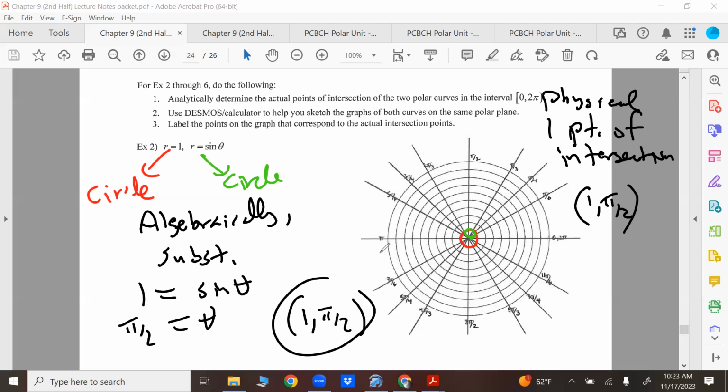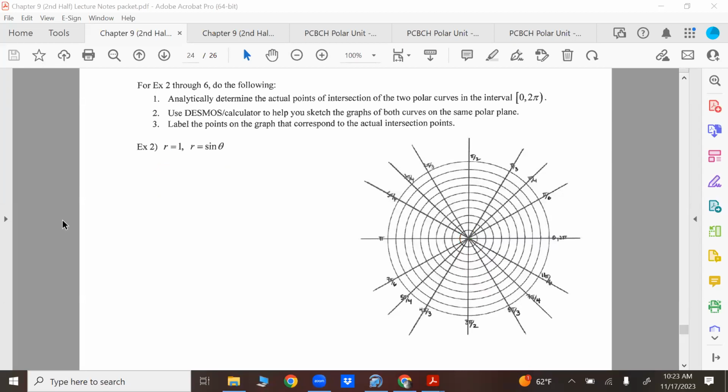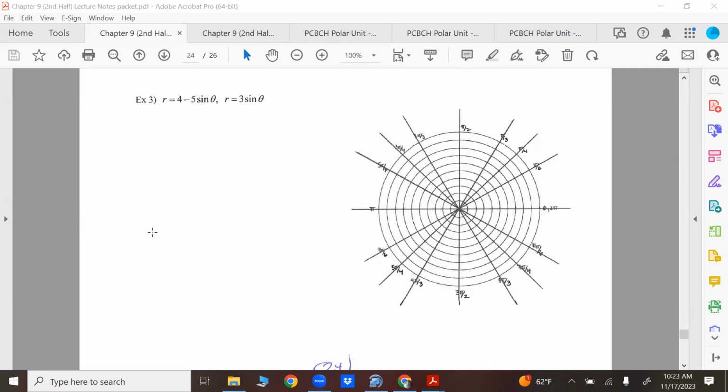Okay, let's get a little more crazy. Okay, 3 sine theta, yet another circle. The diameter is 3, mind you. The diameter is 3. So that one's going to look like another circle again. Okay, so you got a circle there. They'll intersect twice. Yeah. There we go.